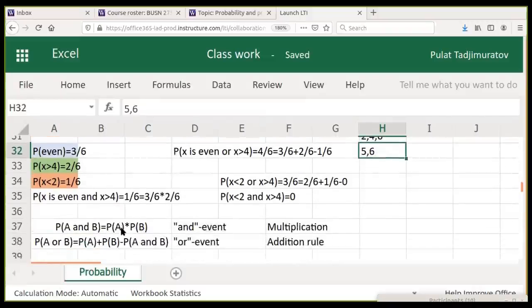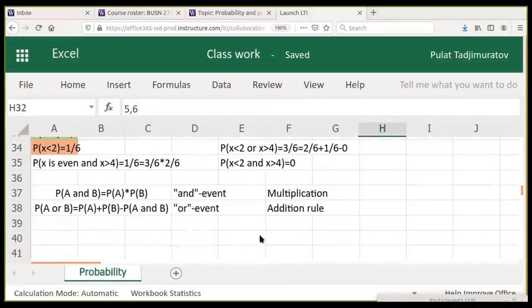Well, all right. So that's it. Oh, and there's one more thing. To be able to use the multiplication rule, your events should be independent. The outcome of one event should not affect the outcome of another event. Here, they really are independent.